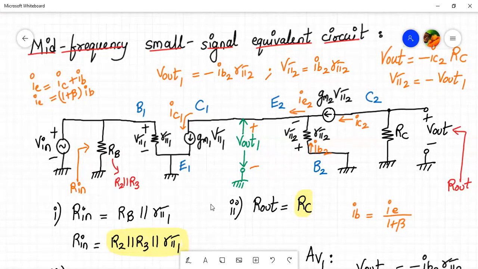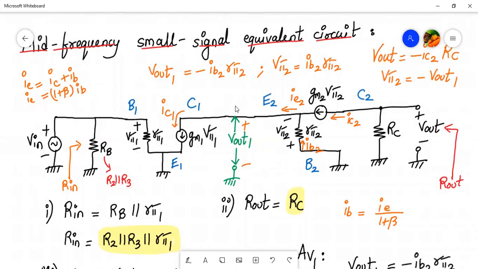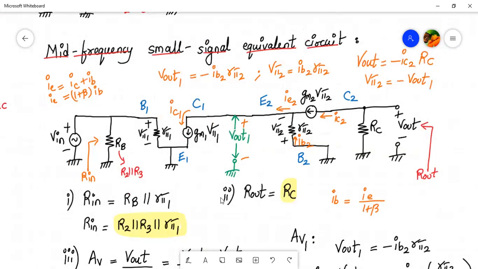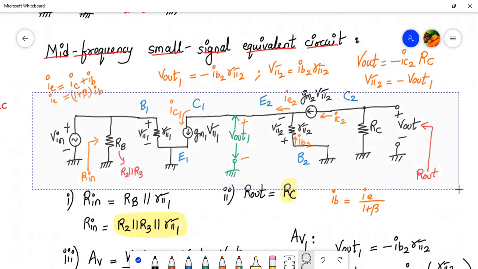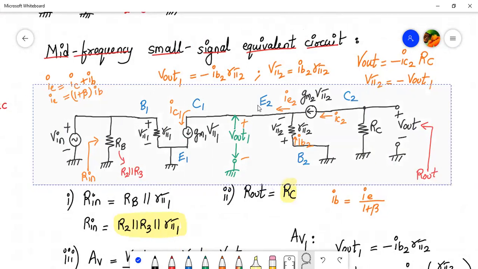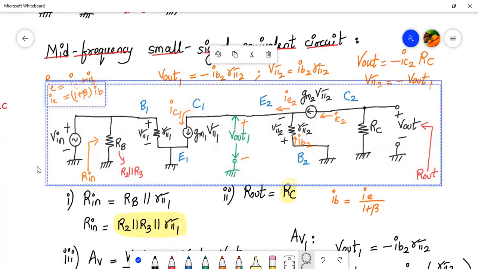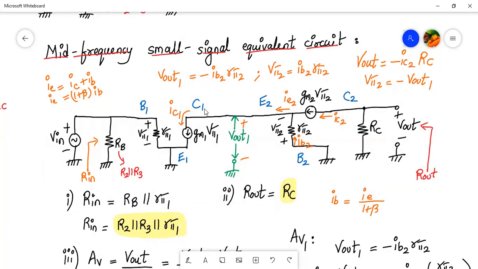All right. So next we have to find the current gain. For current gain, I will require this mid-frequency small signal equivalent circuit again. So let me make another copy of it. Let me add it below because we are now going to find the current gain. For current gain, we should represent all the quantities in terms of current from input to output. So let me go down over here.